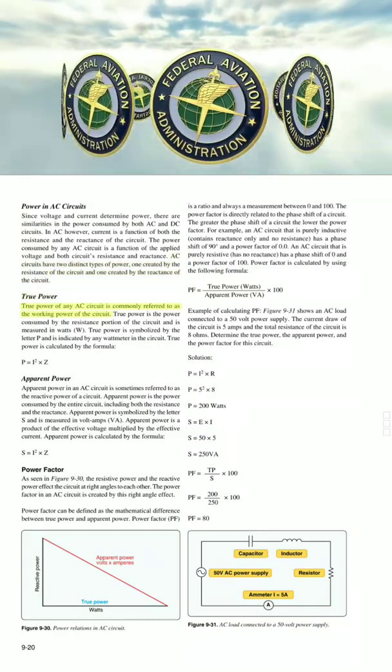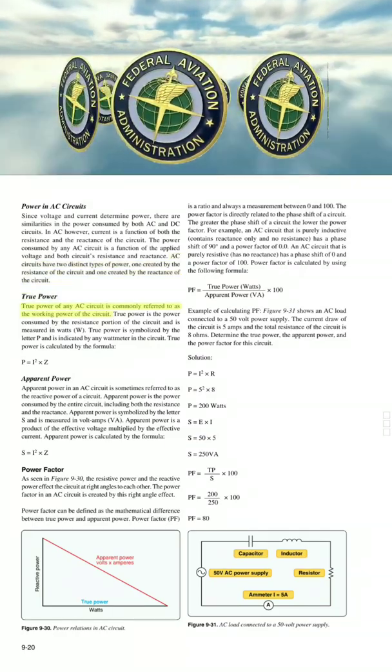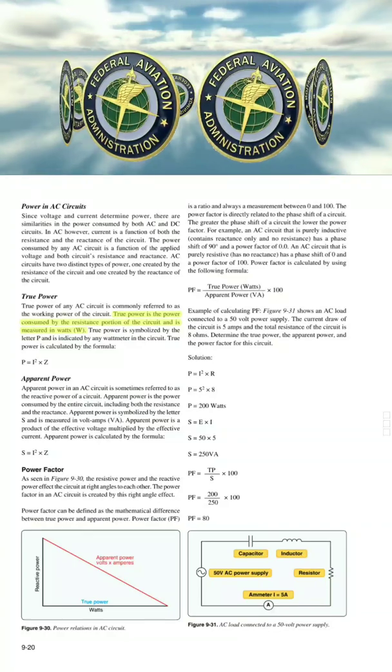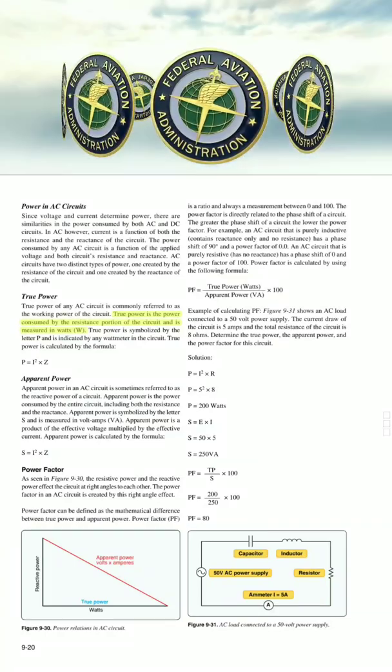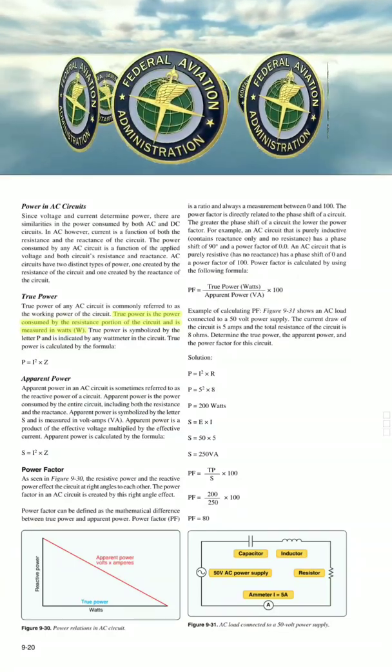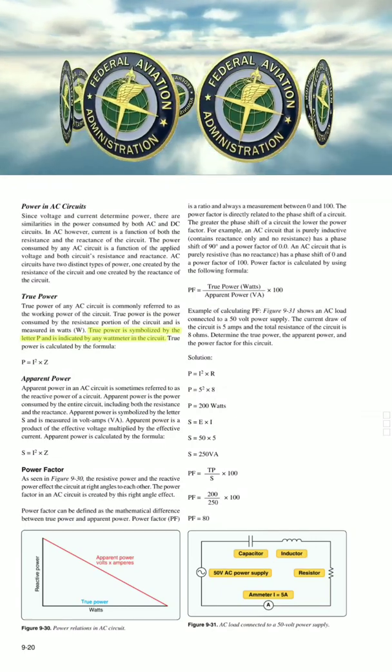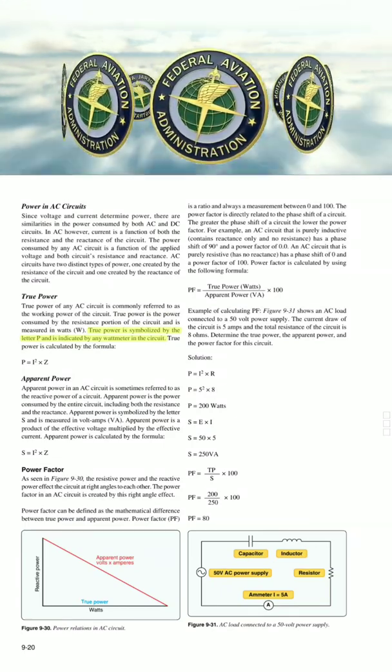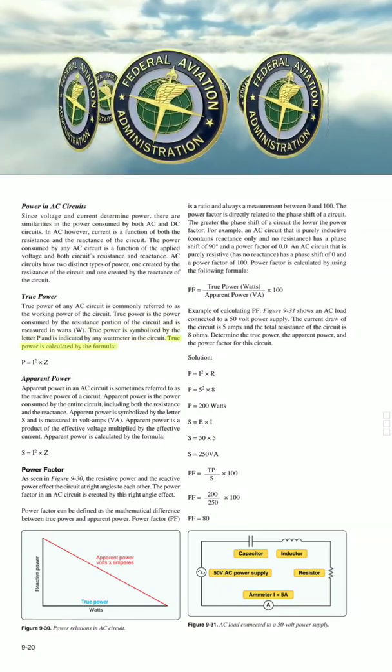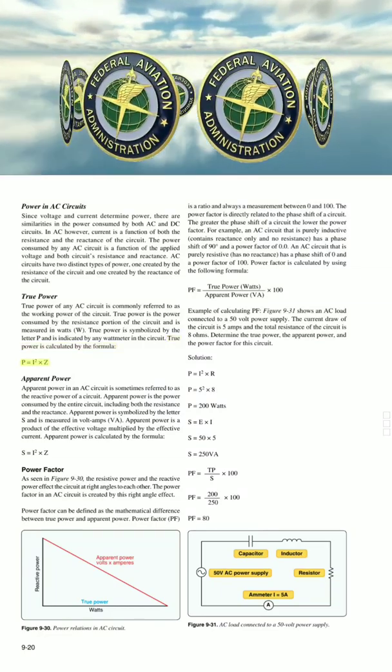True power. True power of any AC circuit is commonly referred to as the working power of the circuit. True power is the power consumed by the resistance portion of the circuit, and is measured in watts, W. True power is symbolized by the letter P, and is indicated by any wattmeter in the circuit. True power is calculated by the formula P equals I² times R.